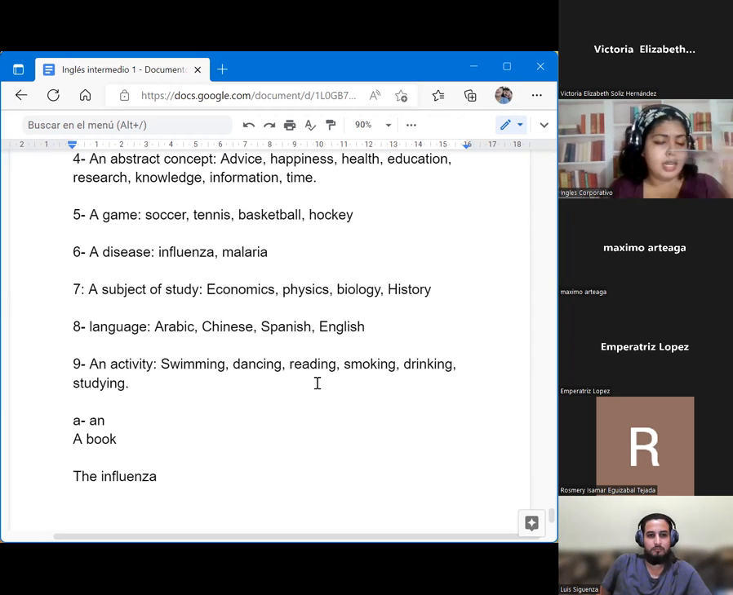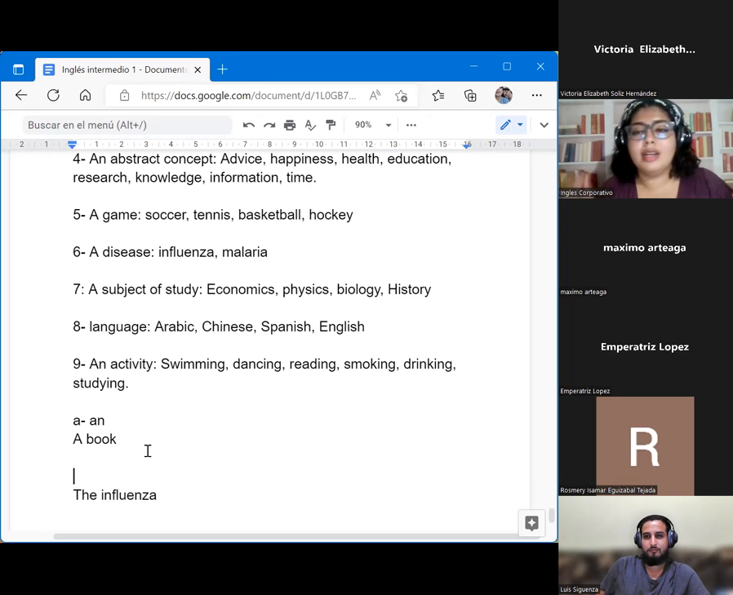So, in that case, we are saying that para los nombres contables, nosotros podemos utilizar esos artículos A and AN, because in that case we're saying que son nombres singulares, y para ello lo utilizamos. Pero con los nombres no contables, como no tenemos esa categoría de nombres plurales y singulares, vamos a utilizar solo the, porque tampoco tenemos una cantidad en específico y no podemos utilizar A.